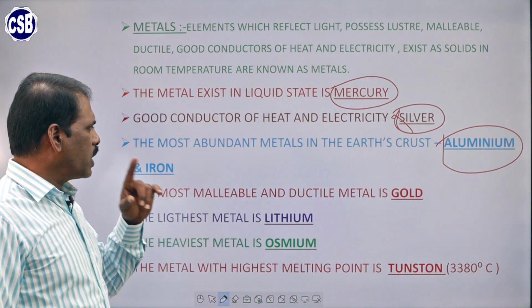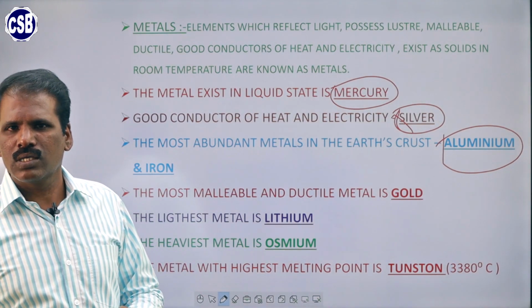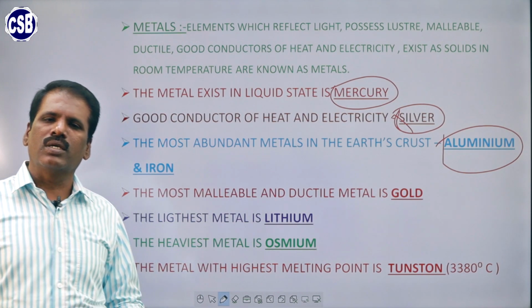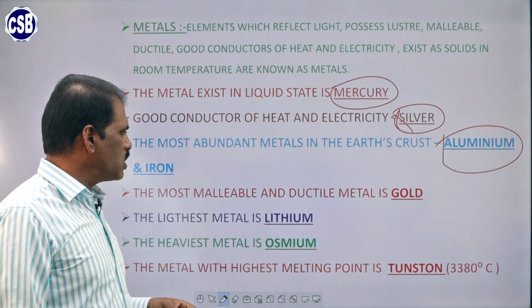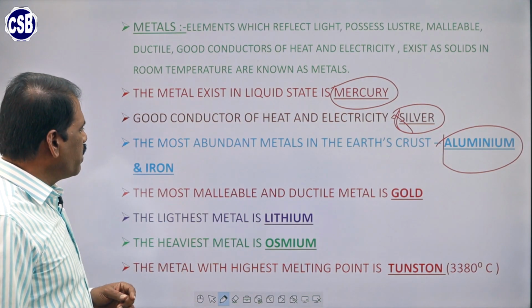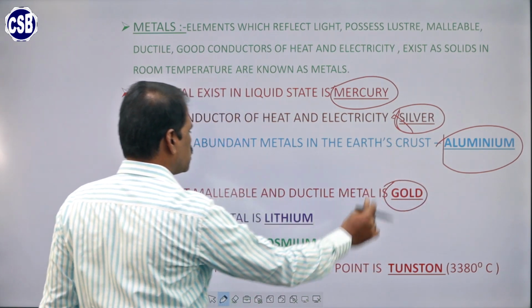The most malleable and ductile metal is gold. Gold has a very pliable nature. So it is a precious metal. It is available in the free state in nature. So it is known as the king of metals. Gold is known as the king of all the metals.